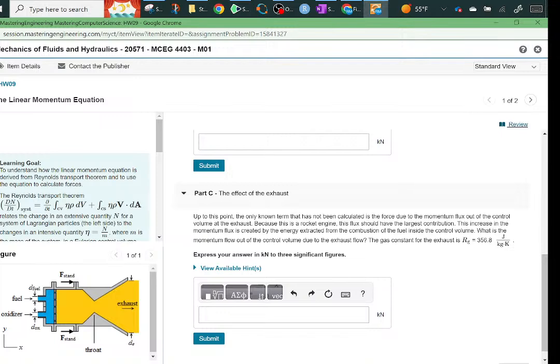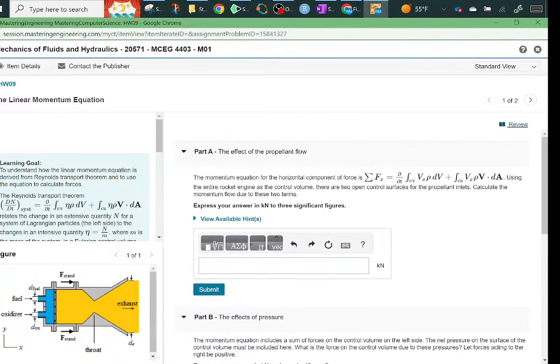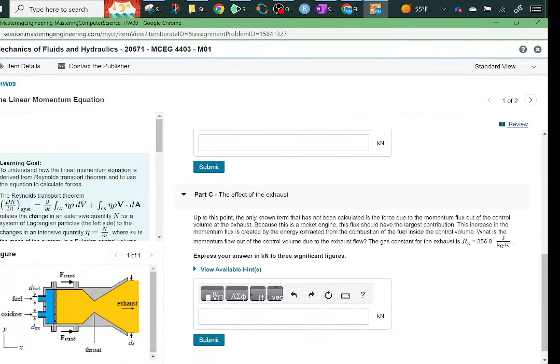Okay, then what's the effect of the exhaust? The increase in the momentum flux is created by the energy extracted from combustion. What is the momentum flow out of the control volume due to the exhaust flow? So you want to know the momentum here. Does he sum them all up? No, he does not. So you never really sum them up. You just do them in little parts, which I guess that's okay. You just got to read the words.